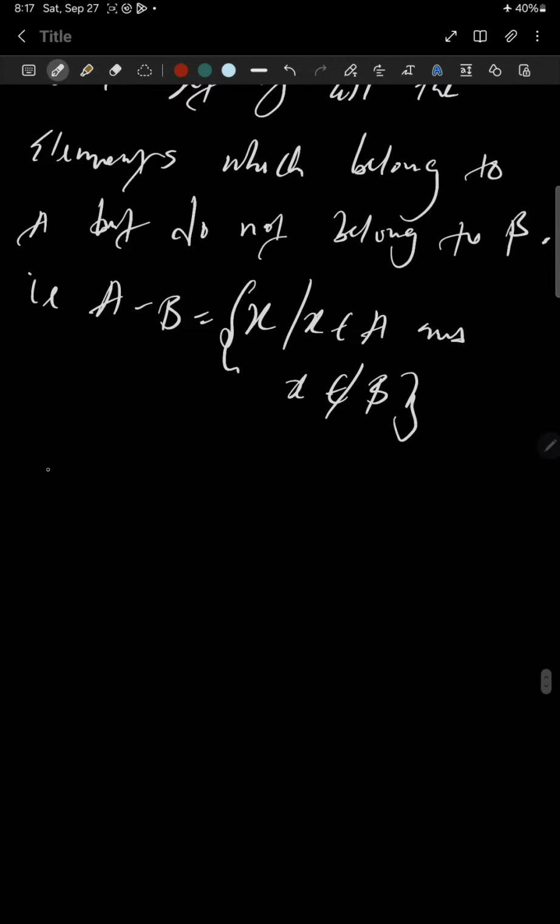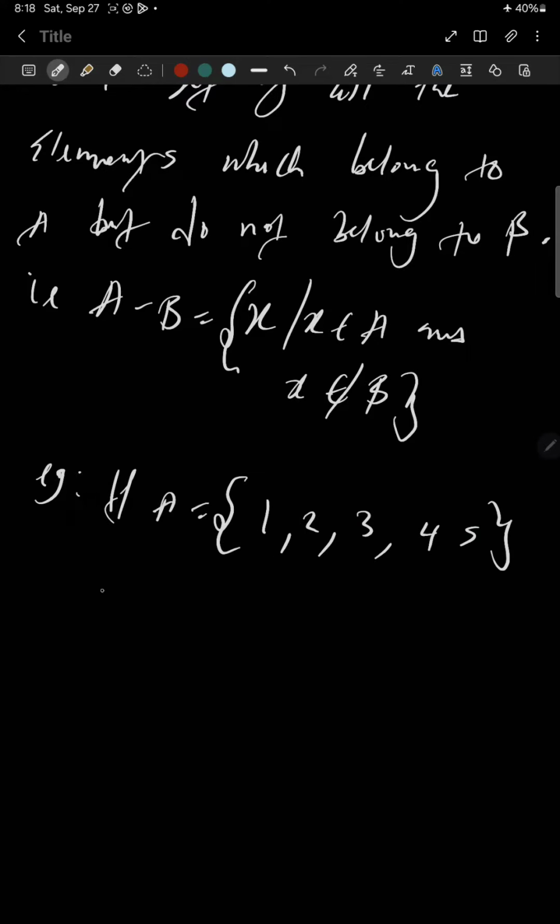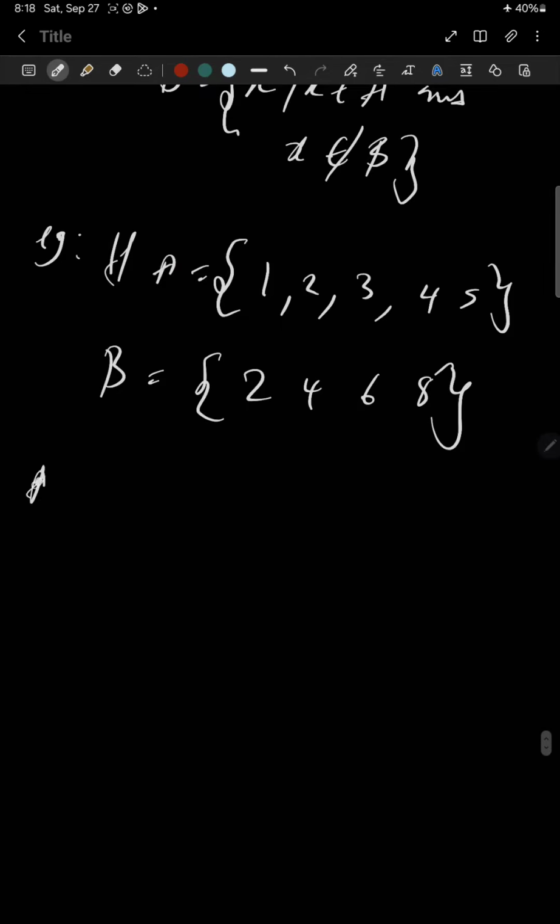For example, what I mean is, if A is equal to {1, 2, 3, 4, 5}, then B is equal to {2, 4, 6, 8}. Okay, then I'll answer two of them. Find A minus B, that's the first one. The second one is B minus A.